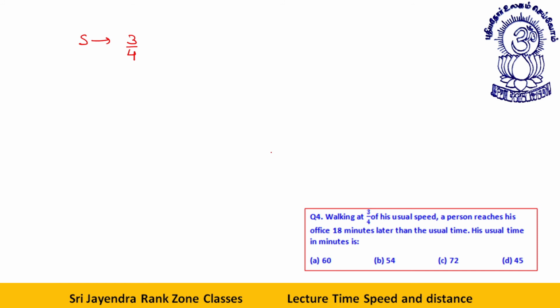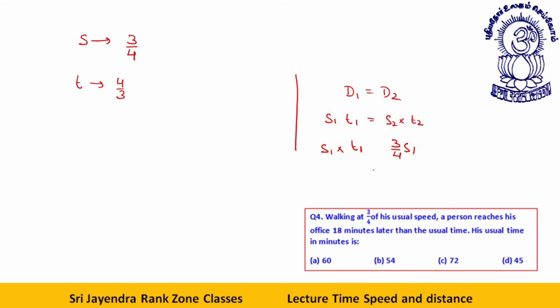This is nothing but a very basic concept. See, speed is equal to 3 by 4, so time will become what? 4 by 3. Let me do it in detail, then I'll tell you the shortcut. If I say d1 is equal to d2, then s1 t1 is equal to s2 into t2. Speed 2 is what? 3 by 4 of the speed 1.